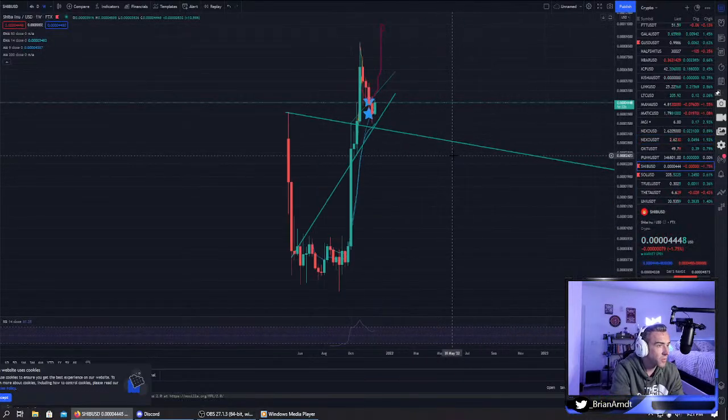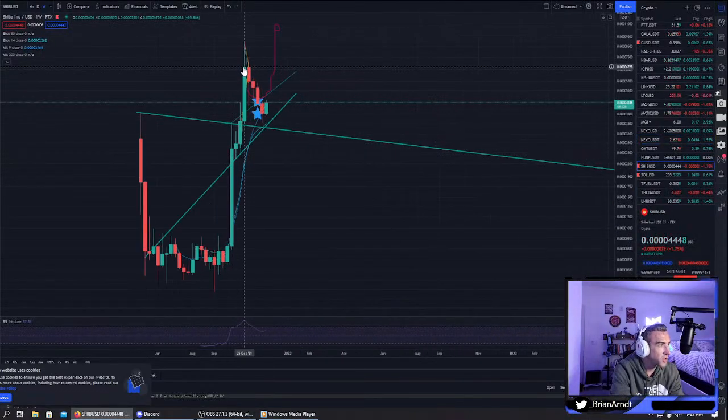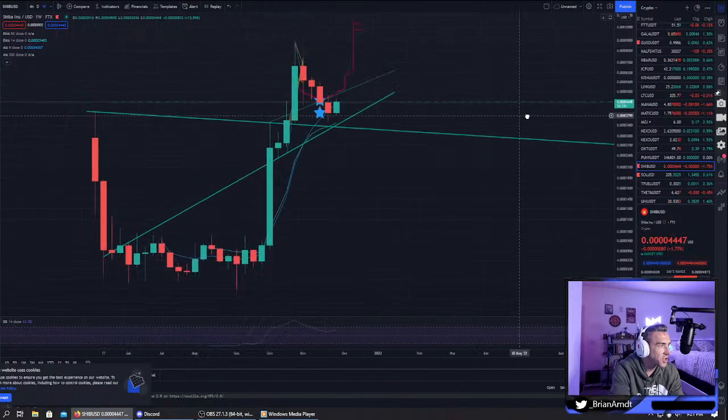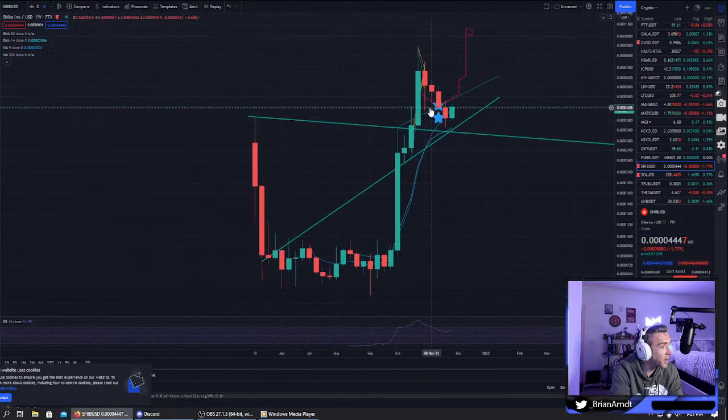Shiba, so good job to the constant collabers selling Shiba last month. It is starting to try to pump again, but again, if you bought up here, sold up here, and bought down here, you're doing really well, so that's good.